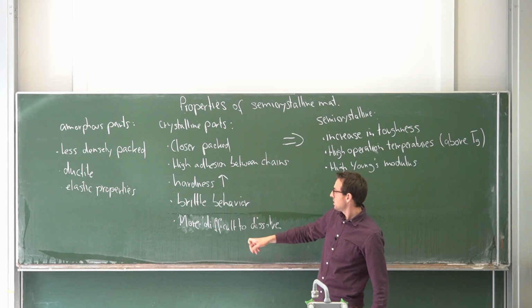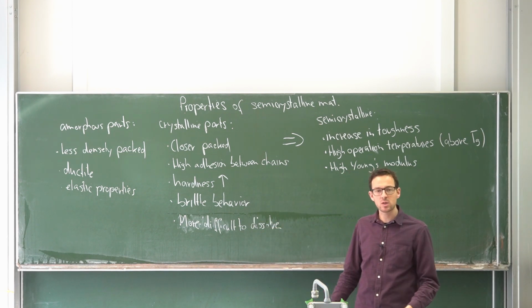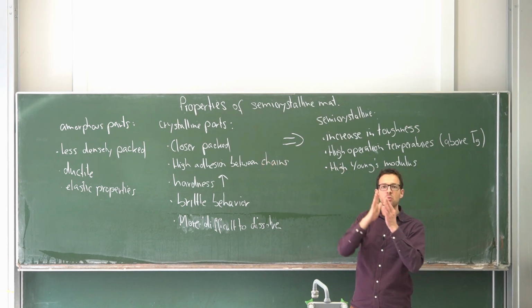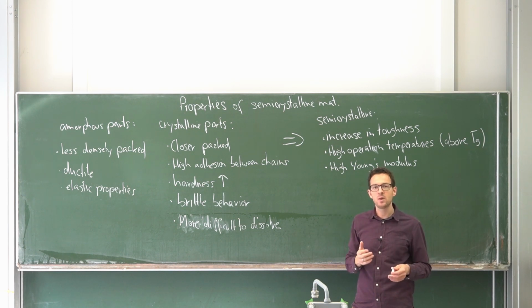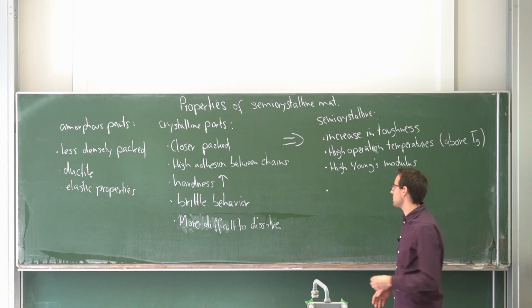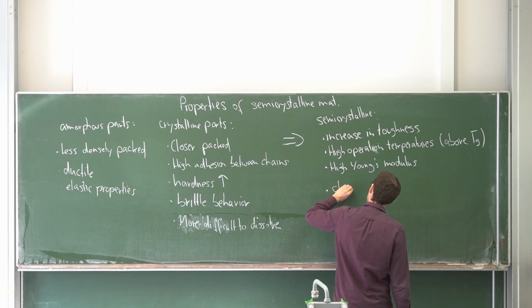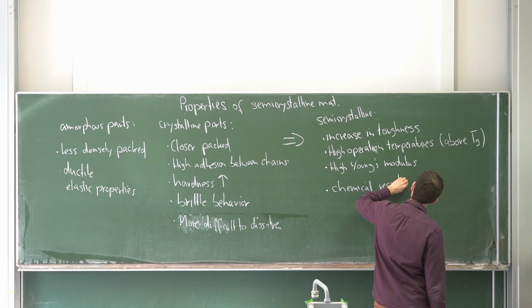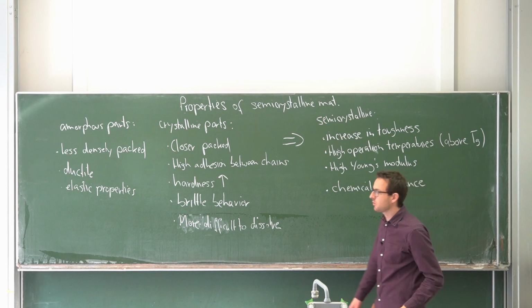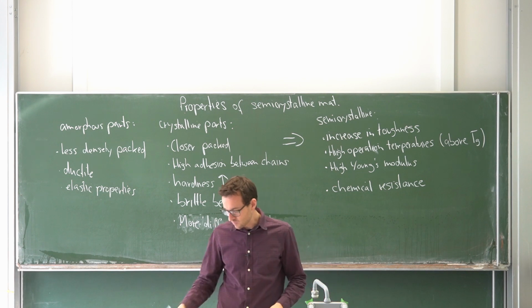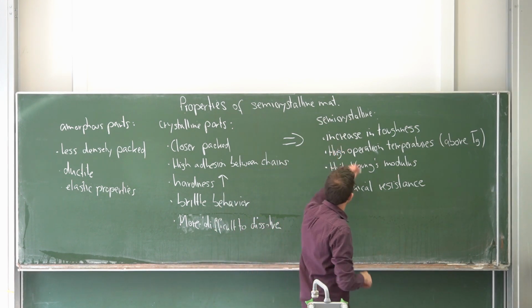And now, it's more difficult to dissolve these semi-crystalline parts because the chains are closer packed, so it's more difficult for solvent molecules to enter, and they need to overcome the lattice energy of the crystal in order to dissolve. That makes it more difficult. So that means that they're more resistant towards chemicals. And this is why very often you store solvents in semi-crystalline polymers. Okay, this is for the plus side of semi-crystalline materials.